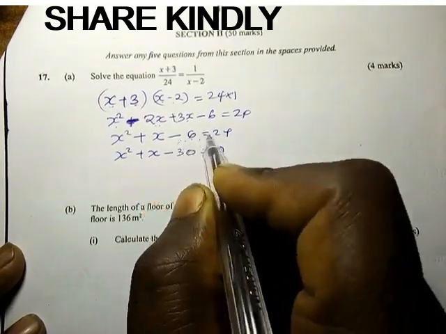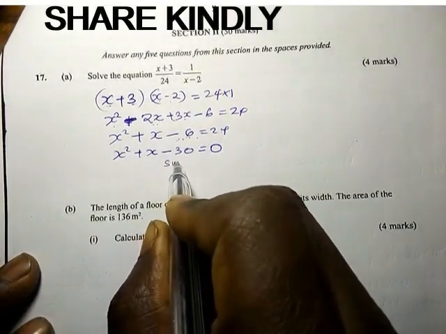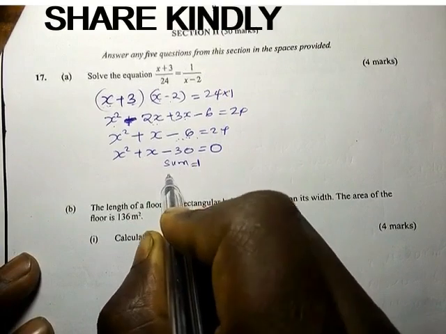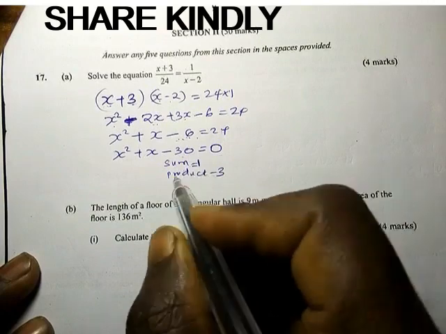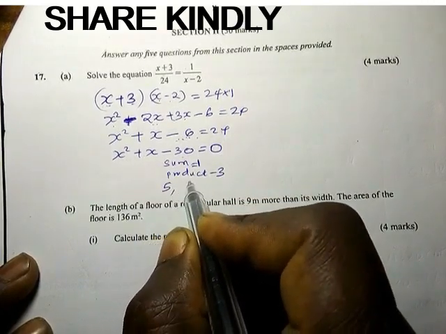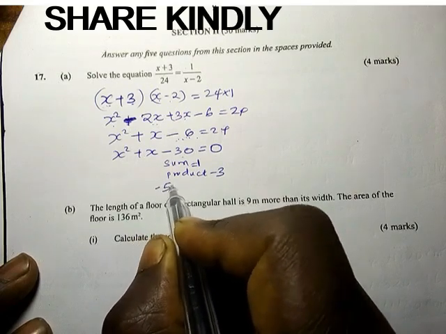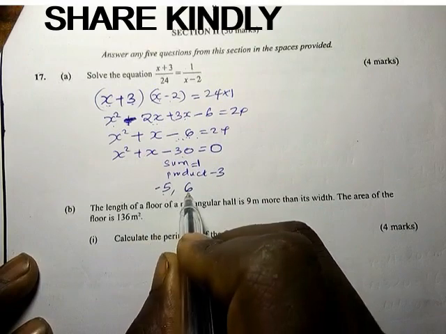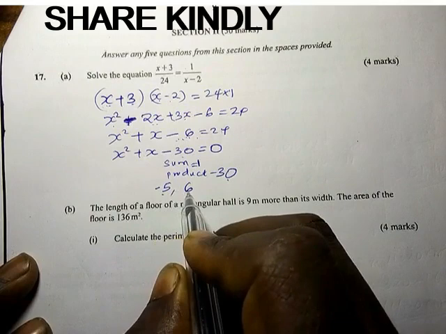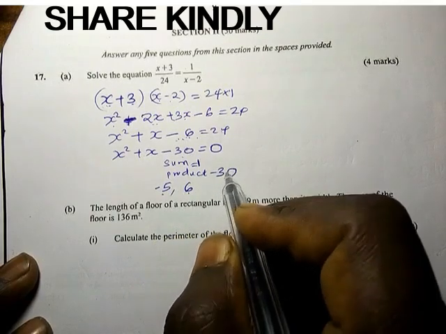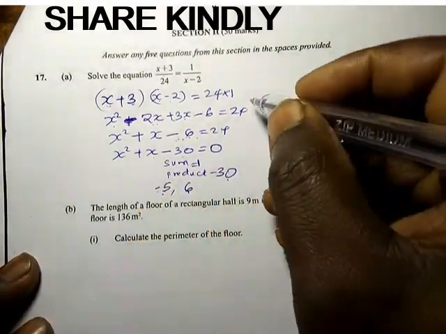Hii itarudi kuja huku. So ikifika hapo, natafuta namba mbili, ukimultiply, the sum is 1, the product is negative 30. The number is negative 5 and 6. Negative 5 times 6, the answer is negative 30. That is the product. The sum, negative 5 plus 6, the answer is 1x.